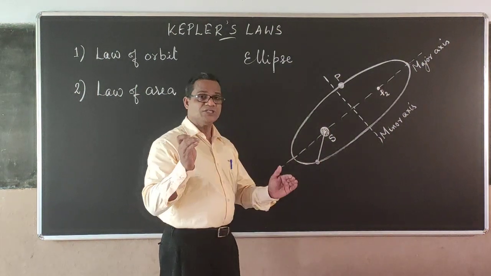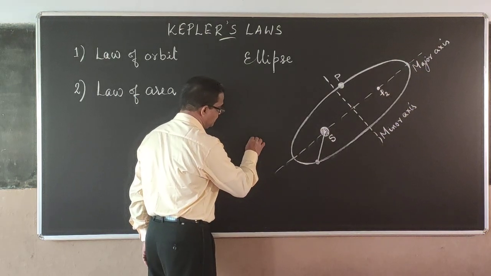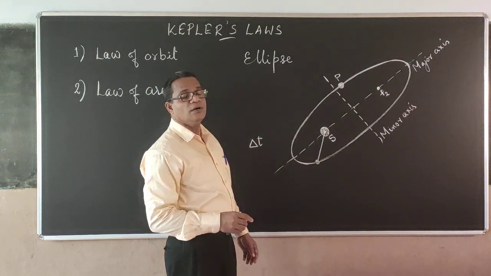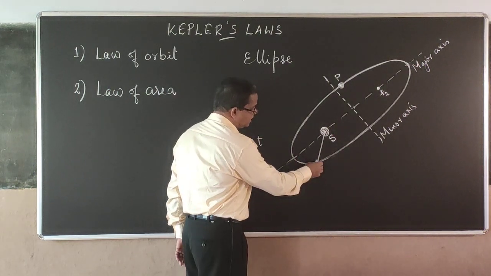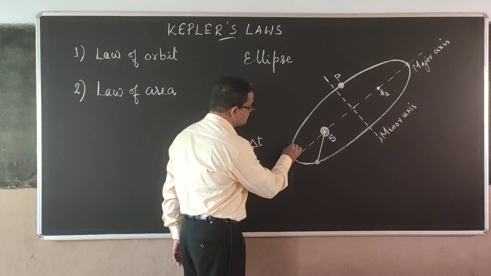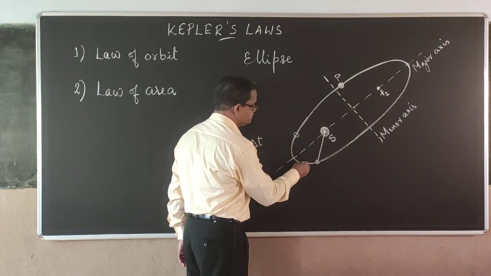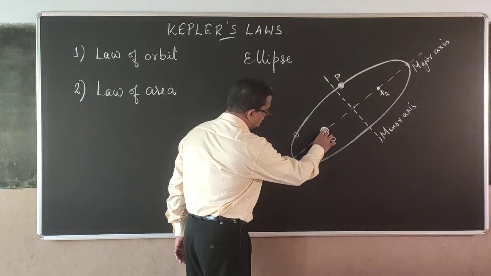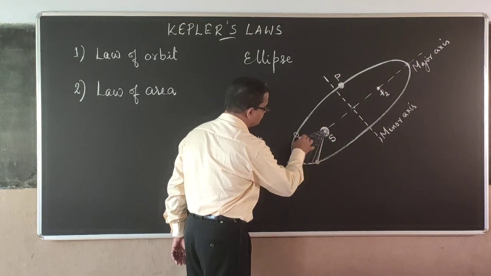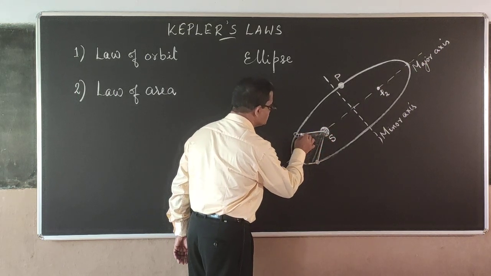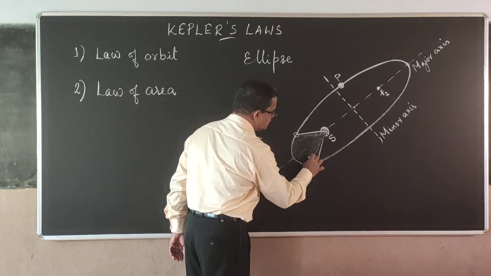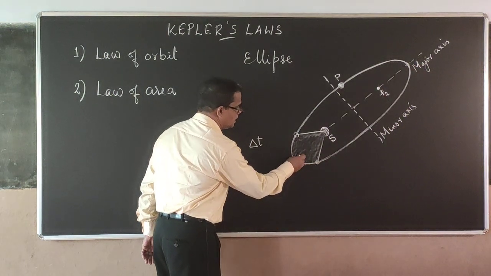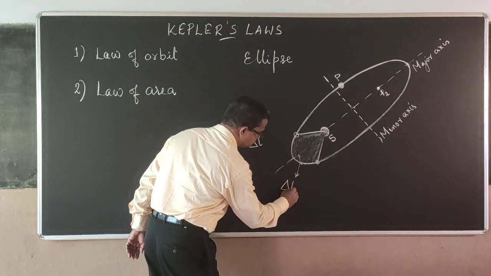And if I start a stopwatch and I fix a time duration delta t, within that delta t time, the planet moves from here and suppose it reaches up to this point. So the radius vector will be describing an area of this much. Radius vector sweeps out an area, let that be delta E.